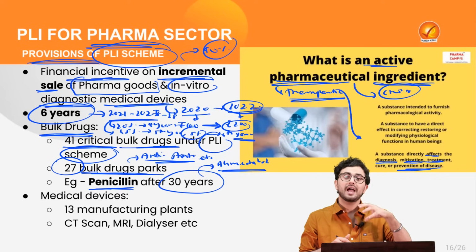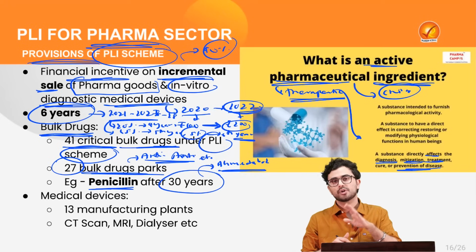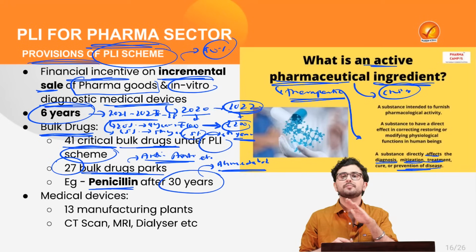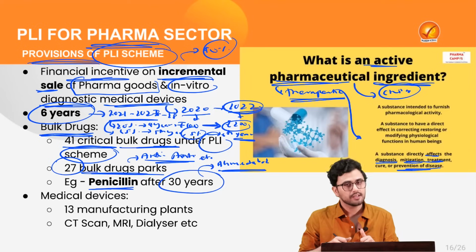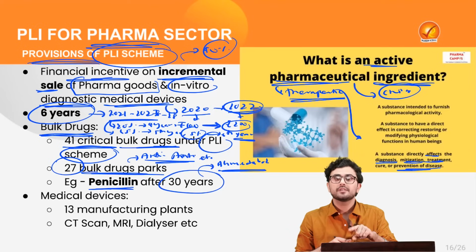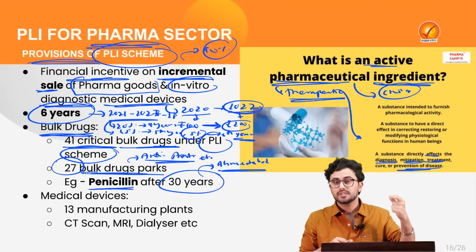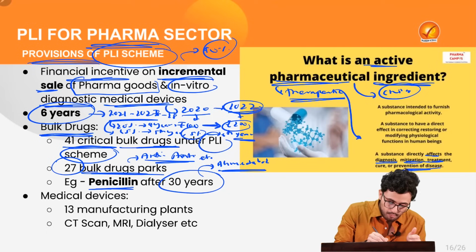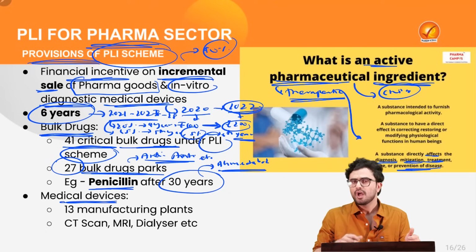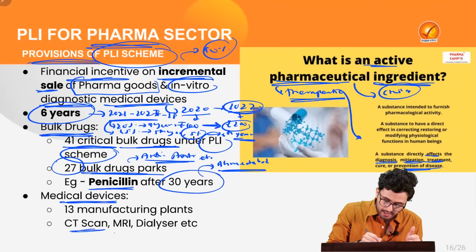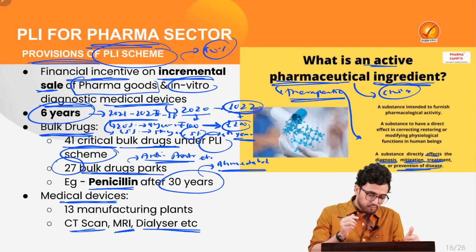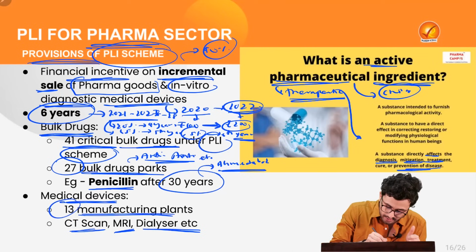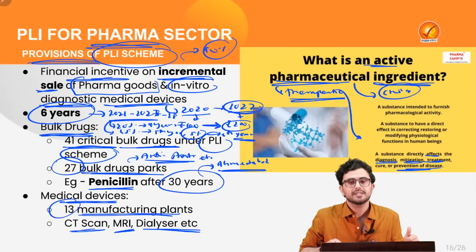But now we have revived this bulk drug production in our country under the PLI scheme, also under the larger theme of Make in India. Further, we are also trying to achieve self-reliance when it comes to medical devices, such as CT scan, MRI, dialyzer, etc., for which the government is creating 13 manufacturing plants in our country.